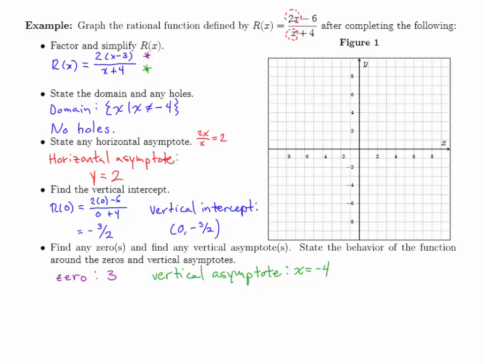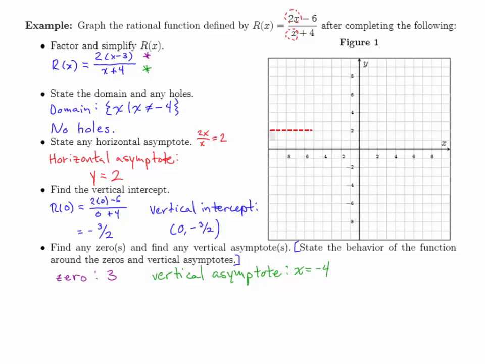Okay, at this point, we have most of the key features. The last thing we'll see here is that it says to state the behavior of the function around the zeros and vertical asymptotes. It'll be helpful if we put all of the information we've just written down onto our graph before doing so. So let's start. The domain we'll see as we draw this graph, but let's start with that horizontal asymptote. So we're going to draw in the line y equals 2, and that'll be a dashed line.